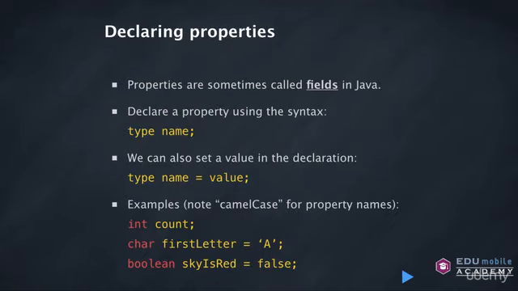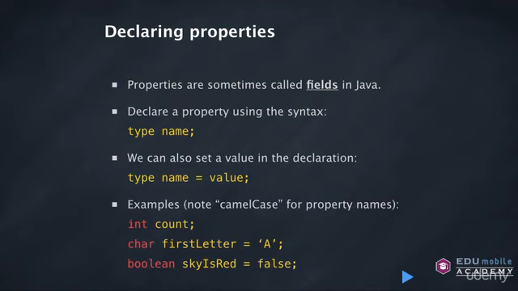Now, how do we declare properties? Well, we've already seen an example, but properties, by the way, are sometimes called fields in some Java literature. We can declare a property using the syntax: first the type, a space, and then the name, semicolon. We can also set a value in the declaration, and we just use the assignment equals sign, the assignment operator. The type, the name, equals some value. Here's some examples. Note the camel case here for property names. Count is an integer. First letter is a char, and we assign it A. And in Boolean, sky is red is obviously false.